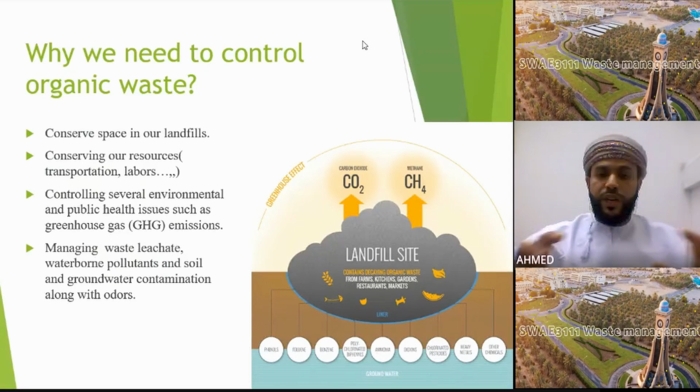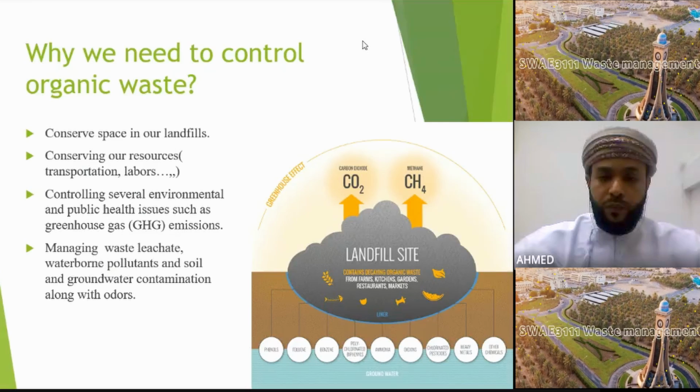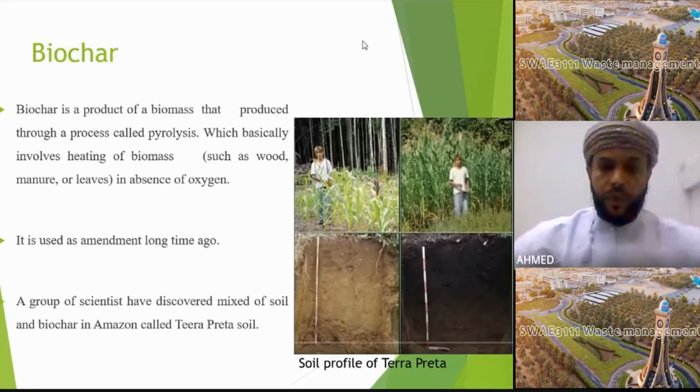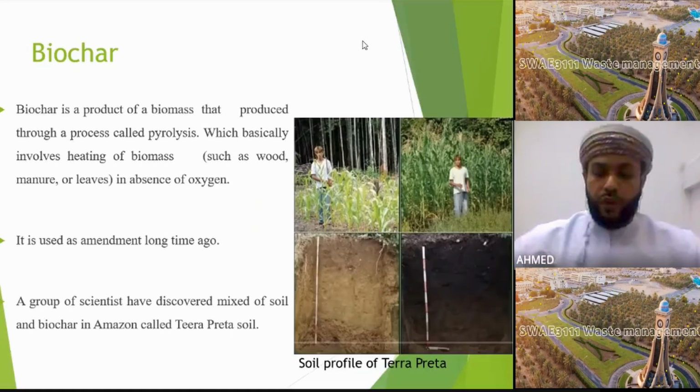So why do we need to control this type of waste? Because we need to conserve space in our landfills and save our resources, controlling several environmental and public health issues, which could lead to emission of greenhouse gases, and managing the leachate, which can reach our groundwater tables and pollute our groundwater. So we need to control this waste, and we need a solution that makes this organic waste harmless and environmentally friendly. So the best solution is converting it to biochar.